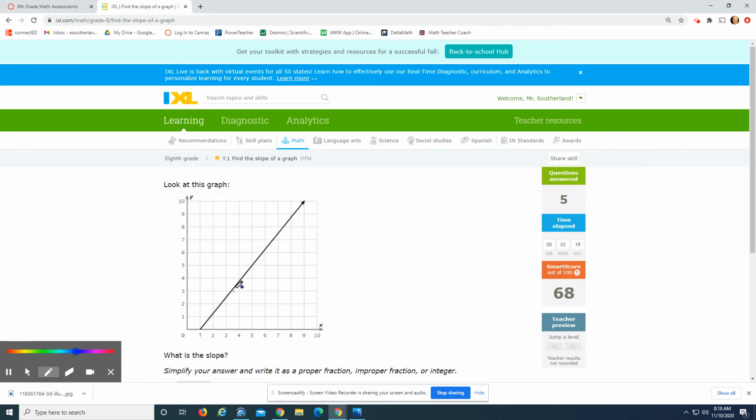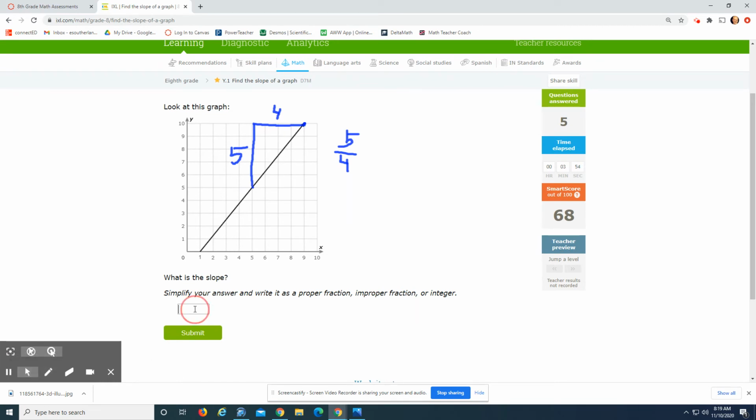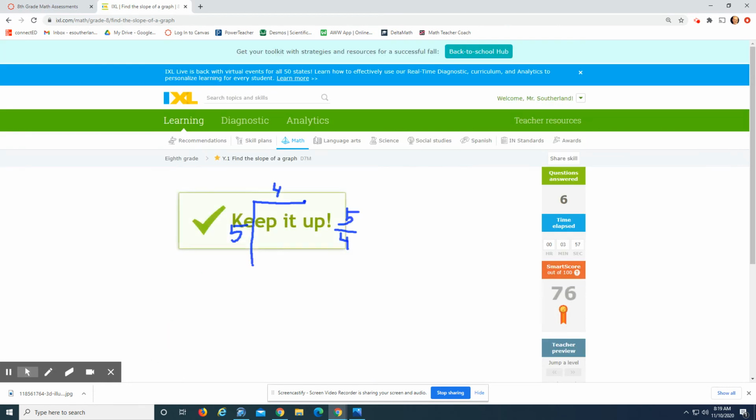Same thing, you're just going to keep picking where it crosses in the corner. Be careful, because it crosses right there in the corner, and then the next time it crosses is way up here. So you can count 1, 2, 3, 4, 5, and then 1, 2, 3, 4. The rise is 5, the run is 4, so it's 5/4. And just type it in.